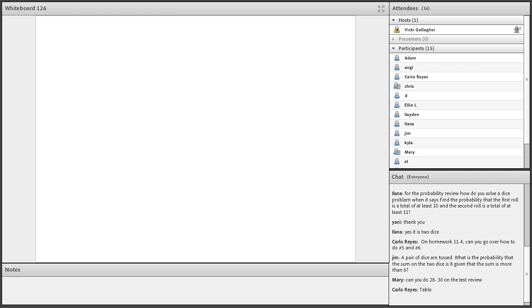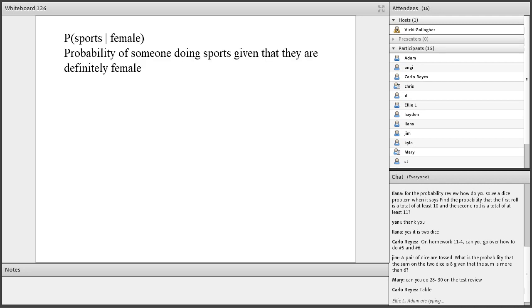Now, 5 and 6 are very similar problems, but the order has been switched. So question 5 says the probability of sports. I'll write it out. This is how you should say it in your head so that you really understand what it's asking. The probability of someone, I guess, doing sports, given that they are definitely female. Okay, that's what question 5 is asking.